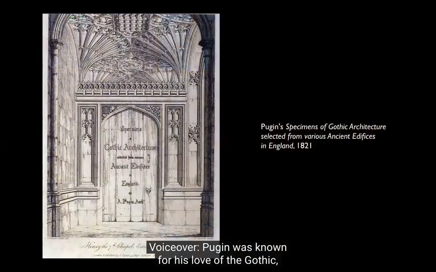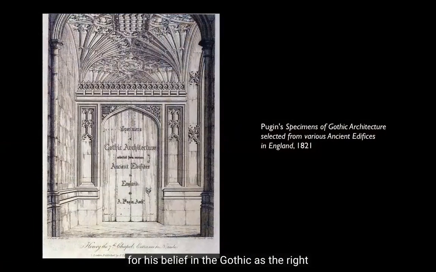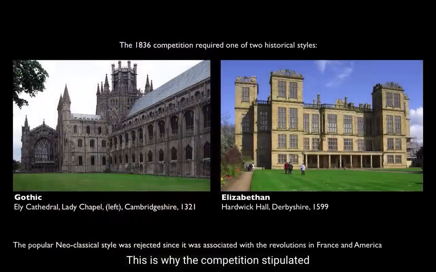Pugin was known for his love of the Gothic, for his belief in the Gothic as the right and true moral style of architecture, and also a style of architecture that was associated with Englishness. This is why the competition stipulated it needed to be Elizabethan or Gothic. We think about the Gothic as French, but in England in the 19th century, the Gothic was English.